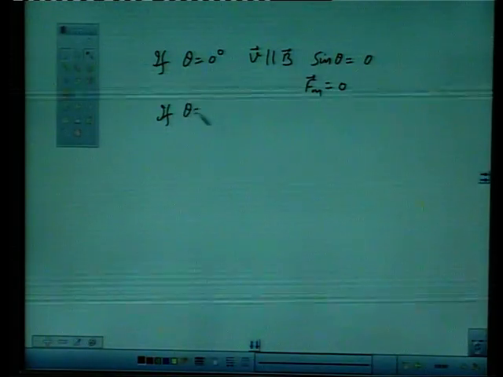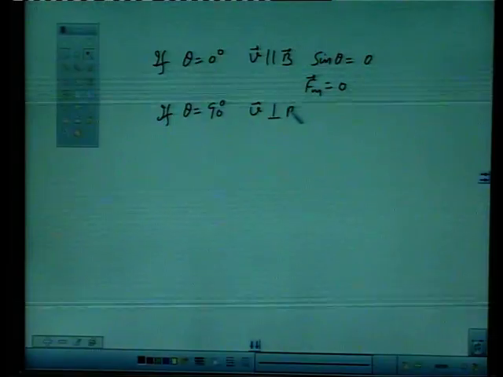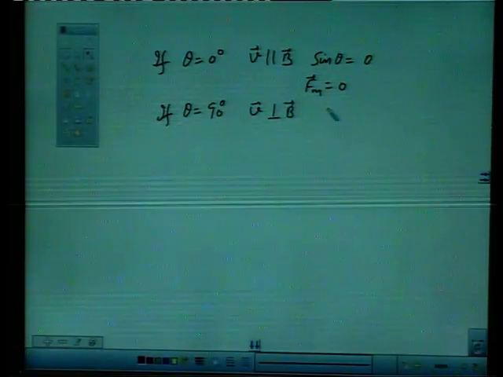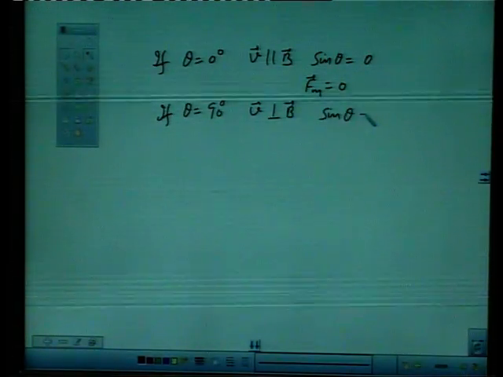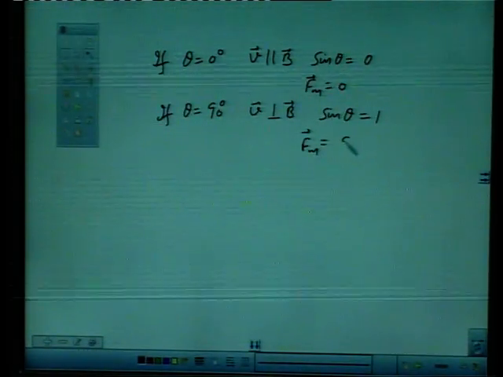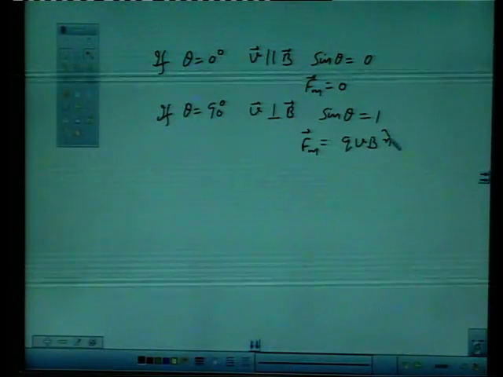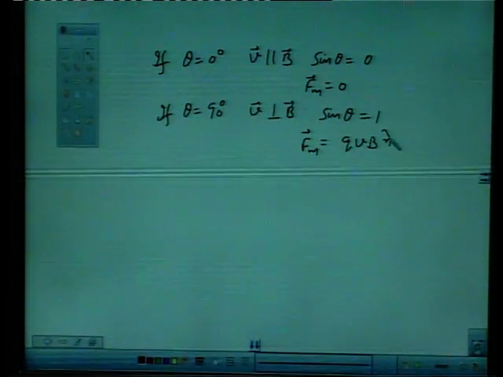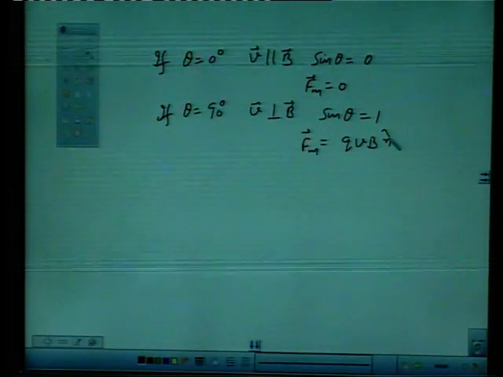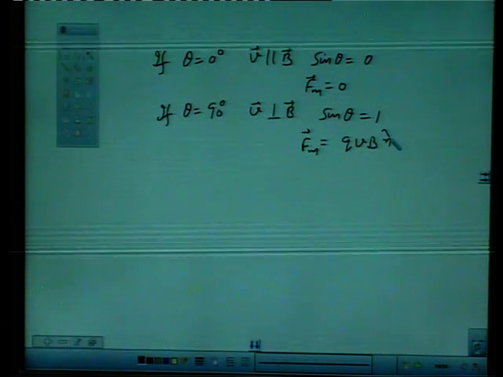If theta is equal to 90 degrees, it means the velocity is perpendicular to the magnetic field. So sin theta is equal to 1. In that case, the magnetic force will be maximum. This will be equal to q v B n cap. So the maximum force will be on the charge q when it is moving perpendicular to the direction of the magnetic field.